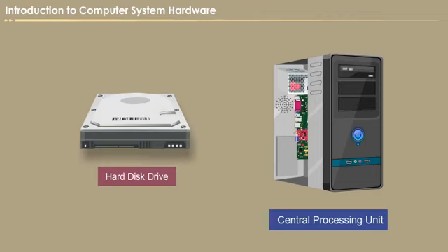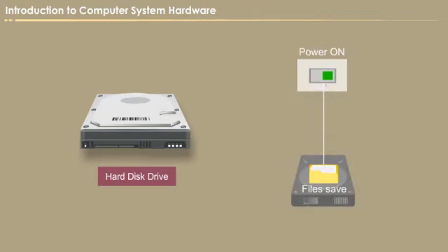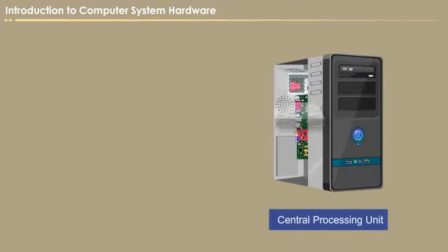Hard disk drive. It stores and provides large amounts of data on an electromagnetic surface. Even if power interruption prevails, it can remember what is stored in them. So it is called a non-volatile device.